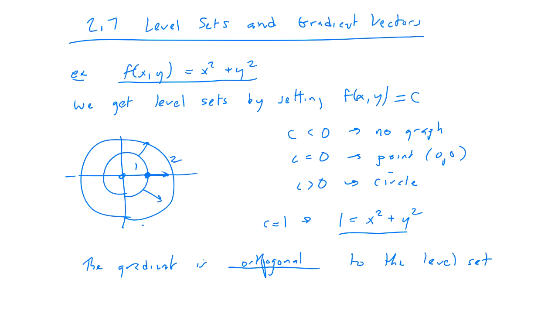So this, as I said, is coming from 2.5, where we're still using the fact that the gradient is in the direction that we're increasing most rapidly, which means it's going to be perpendicular or orthogonal to the level sets, because we want to move from one value to the bigger value as quickly as possible.